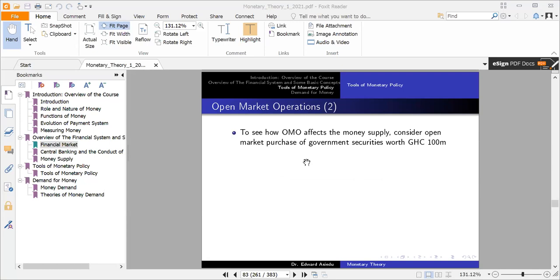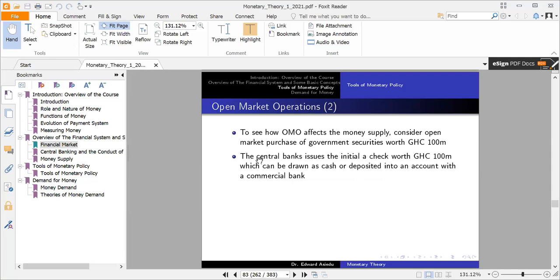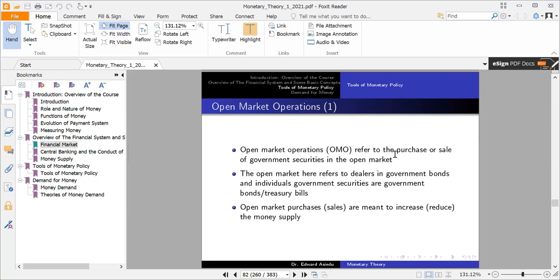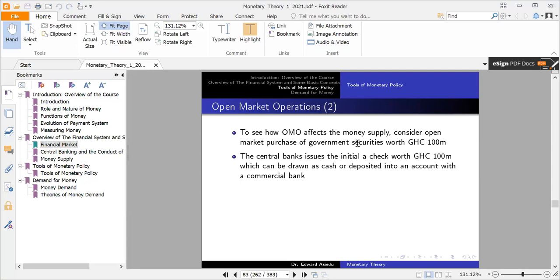Okay, let's see how open market operations affect the money supply. Consider an open market purchase. So I'm doing the effect for the open market purchase of government securities worth 100 million. So government is doing an open market purchase. You should know that an open market purchase is meant to increase money supply, whilst an open market sale reduces the money supply. To see how OMO affects the money supply, consider an open market purchase of government securities worth 100 million.